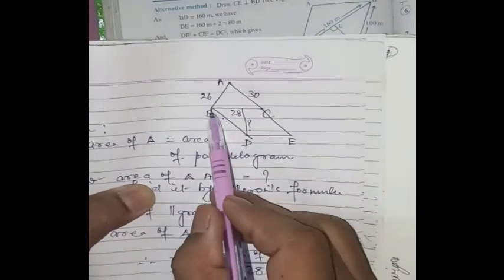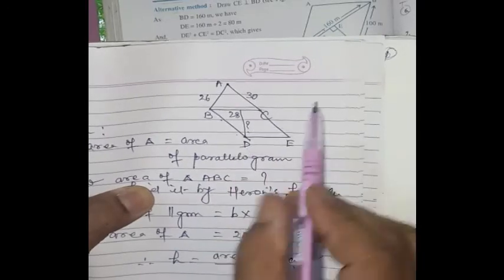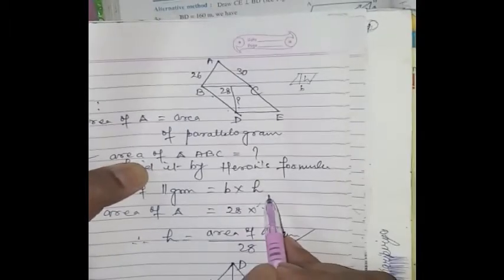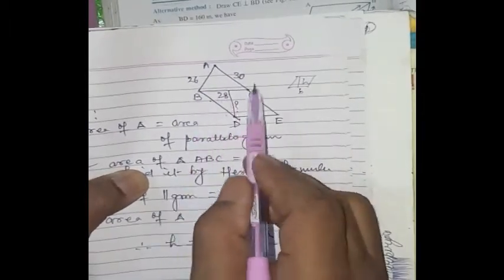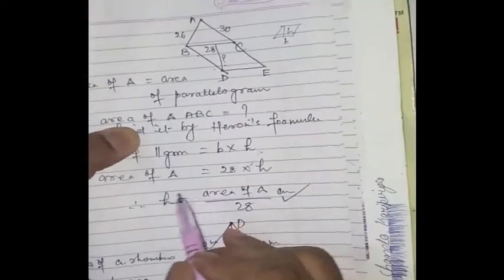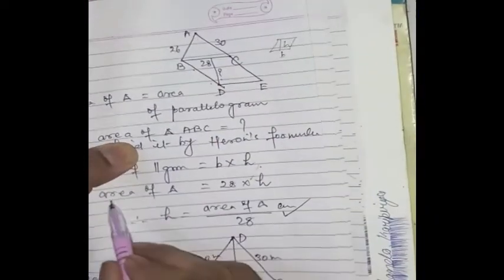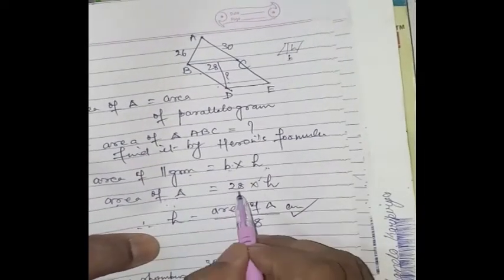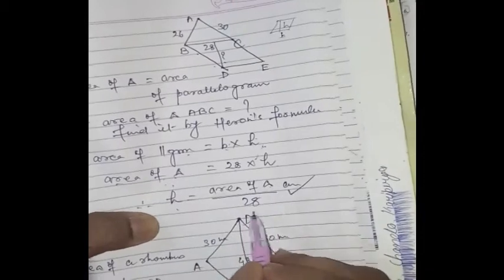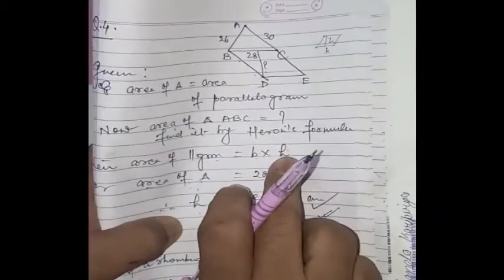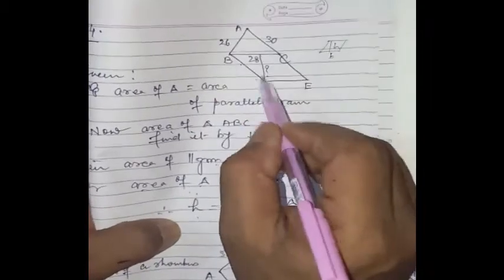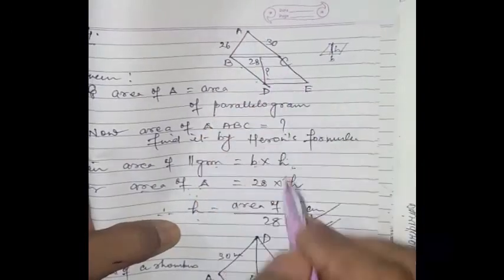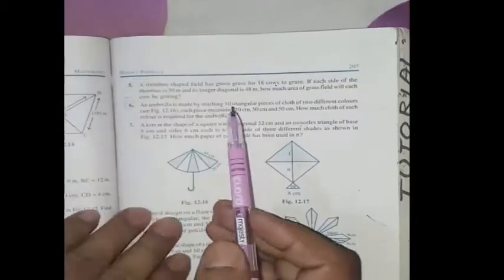Now the area of the parallelogram is base into height. The area of the parallelogram is the same as the area of the triangle, which you have already found. Put that area here. So base into height is equal to the area of the triangle. B is 28, so H equals the area of the triangle divided by 28. Thus you get the height of this parallelogram, the area of the triangle by 28. Come to question number 5.